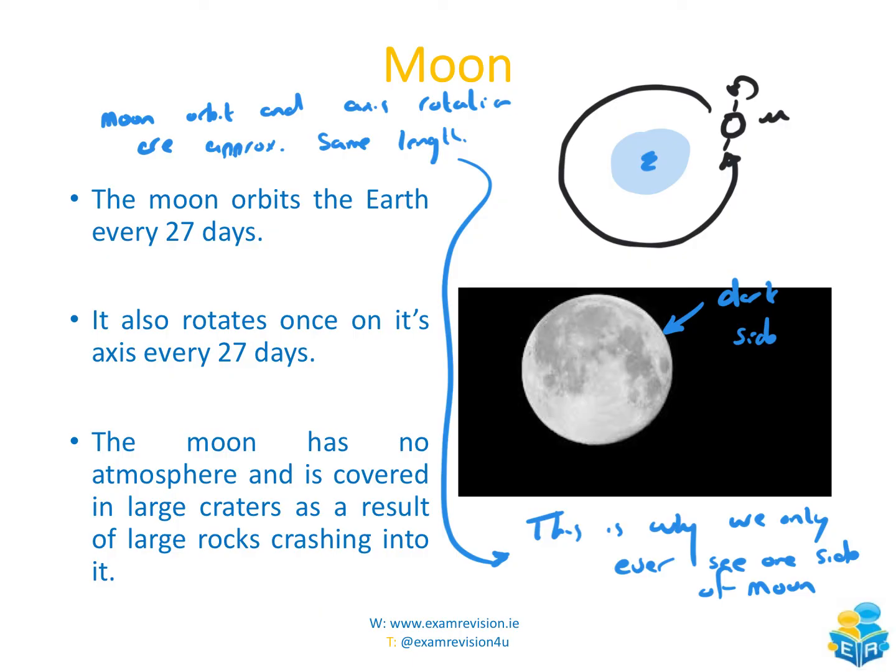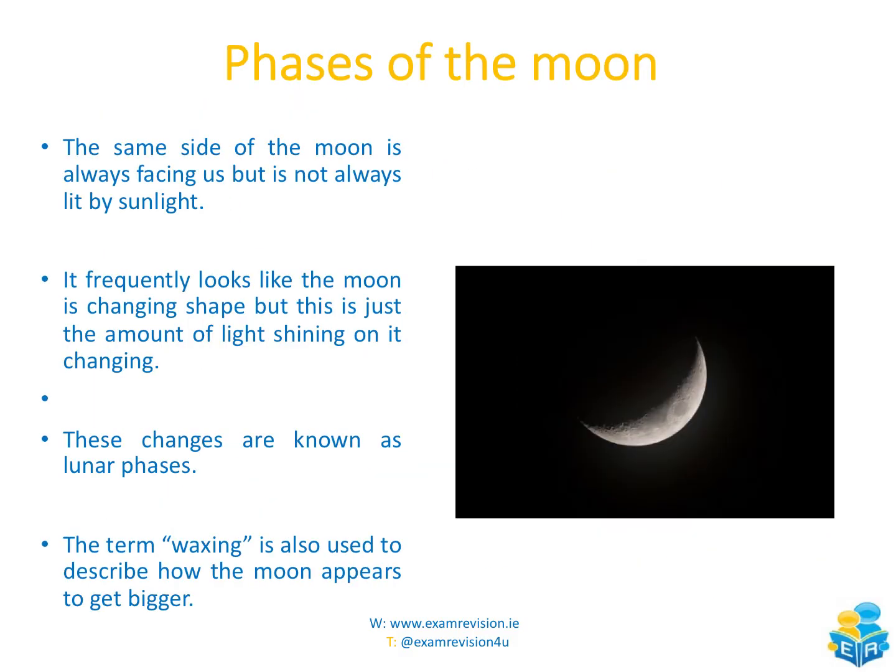Now, important to note here as well, the moon also has no atmosphere and is covered in large craters. This is as a result of large rocks crashing into it, and you can see some of those craters in the diagram over here. Okay, so that's the moon. Now, we've mentioned this already about how we're always seeing the same side or the same face of the moon, but we're not actually seeing it all at the same time. Okay, there's a period of the month where we will see it all. Other than that, we're not going to see it all, and we'll only see little segments of it at a time. So the same side of the moon is always facing us, but it is not always lit by sunlight.